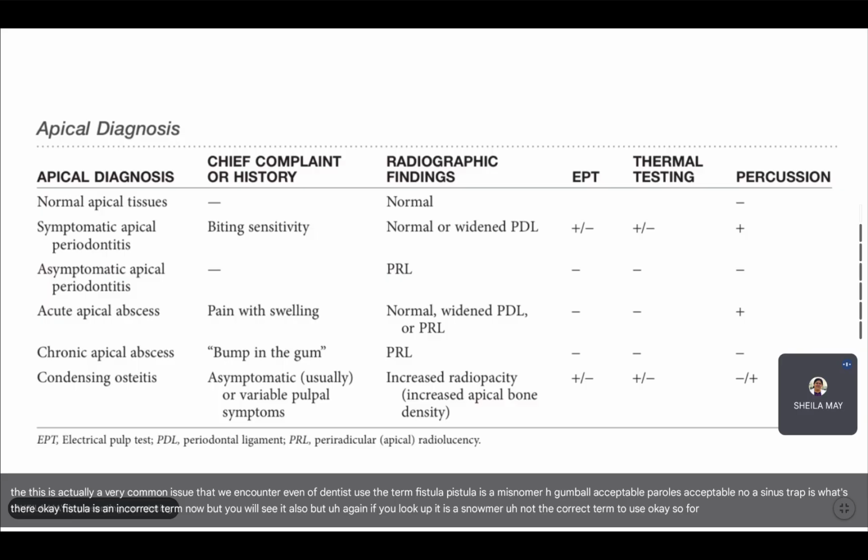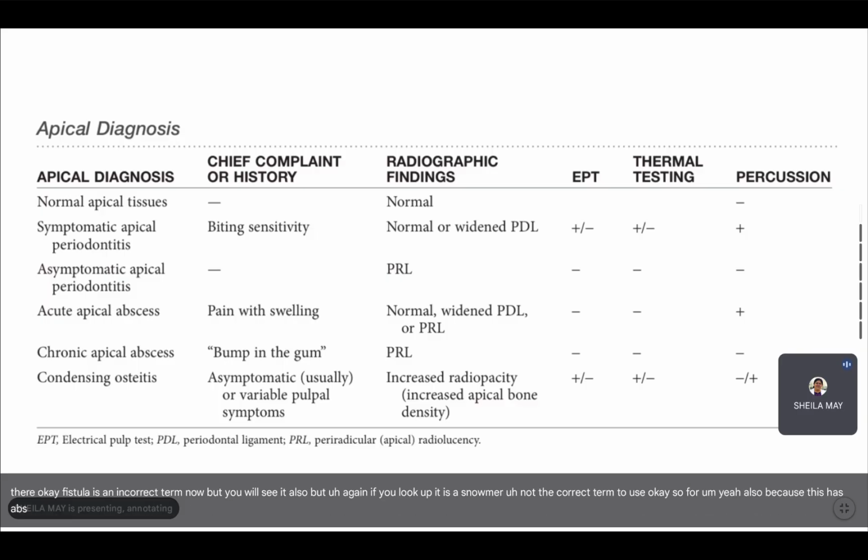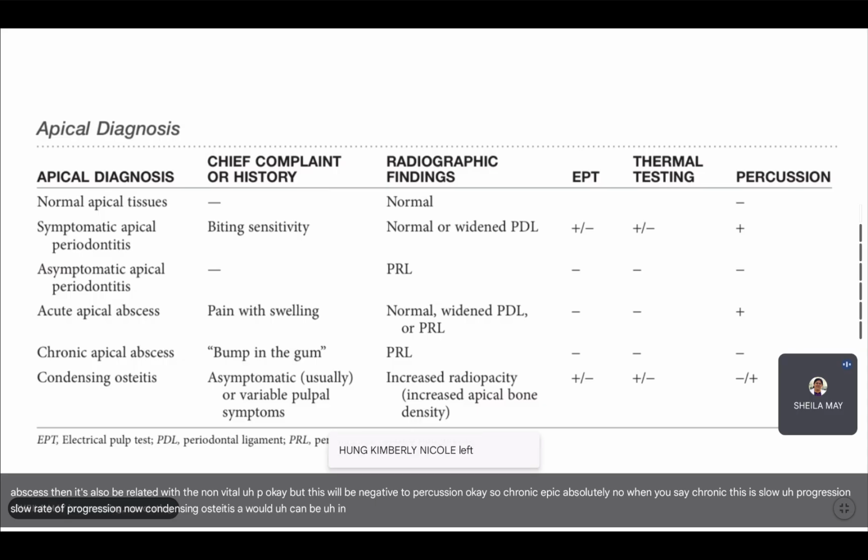Because this has an abscess, it will also be related with a non-vital pulp, but this will be negative to percussion. So chronic apical abscess: when you say chronic, this is slow progression, a slow rate of progression. Now, condensing osteitis can be in combination with a vital or non-vital pulp tissue. This is usually asymptomatic, but there will be instances wherein there's a possibility of a flare up.